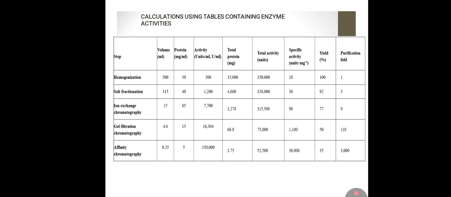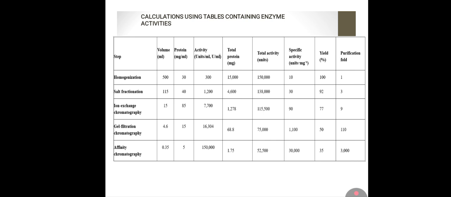Now, how do you calculate your specific activity? The specific activity is your total activity divided by the total protein, which is 150,000 divided by 15,000. It will give you 10 units per milligram.